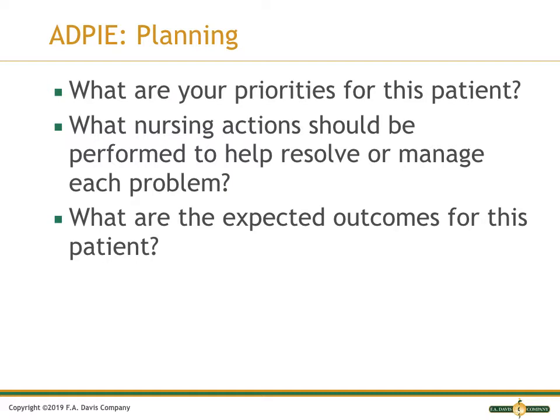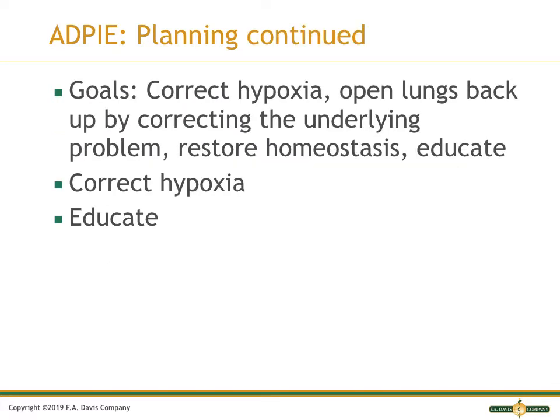What nursing actions should be performed to help resolve or manage each problem? Well, I kind of just said it. And then what are the expected outcomes for the patient? Expected outcomes, I would say, within 15 minutes or less, hopefully his oxygen saturations will come up after applying oxygen, right? Shortness of breath will diminish.